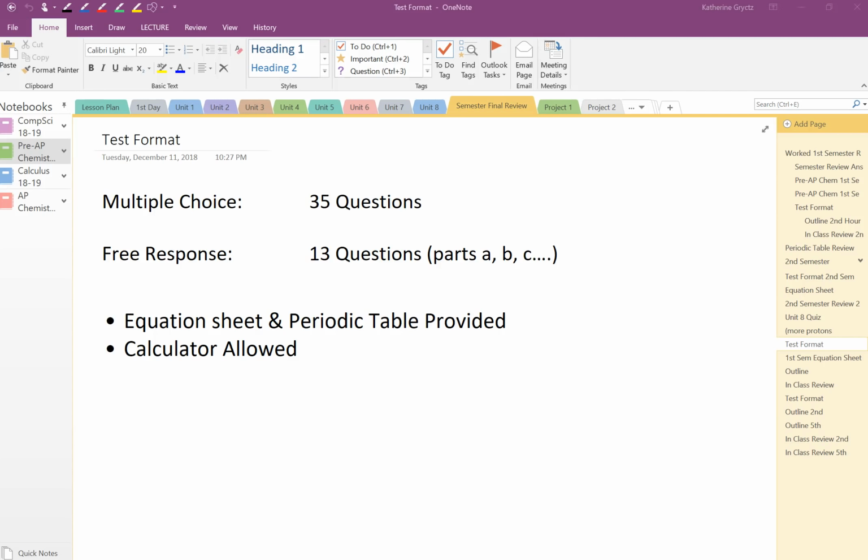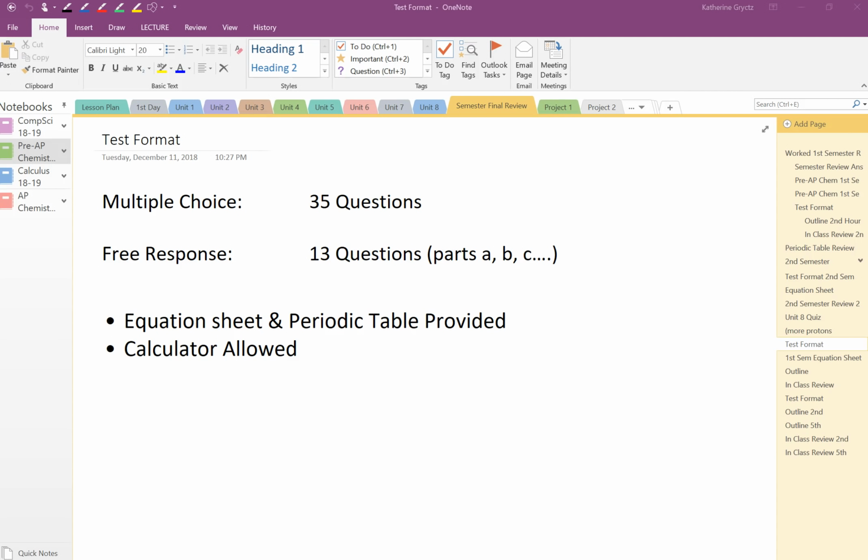Okay, so I'm going to be going over the semester final review for pre-AP chemistry. First I just want to show you the format of the test. There will be 35 multiple choice questions, which you will get to write all over the paper, but you'll put your answers on a Scantron.